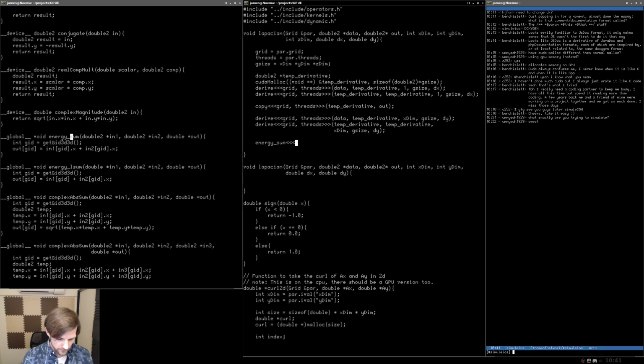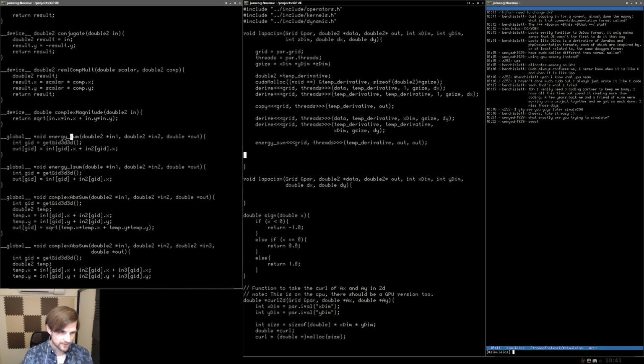And this is going to be equal to grid threads. And all we're going to do is sum these guys together. It should just be double in 1, in 2, and then out. So it's going to be temp derivative, the output, and then out.